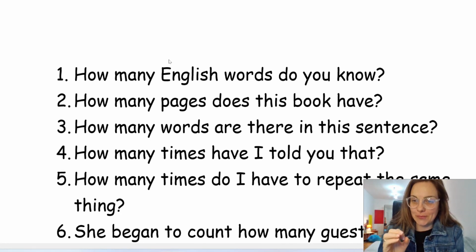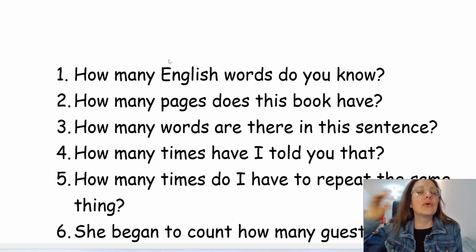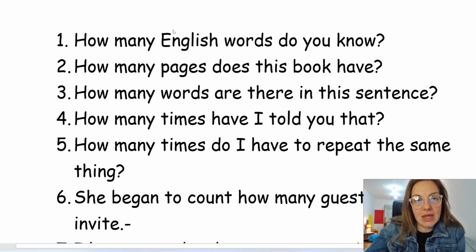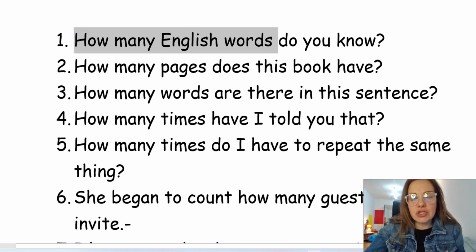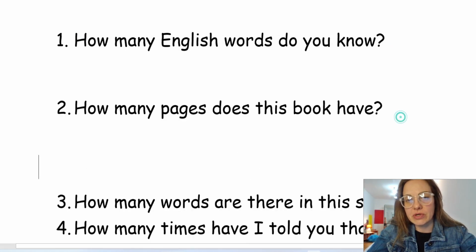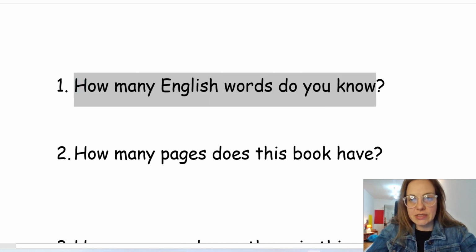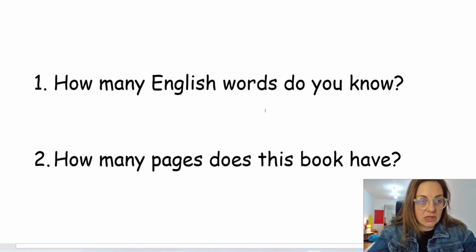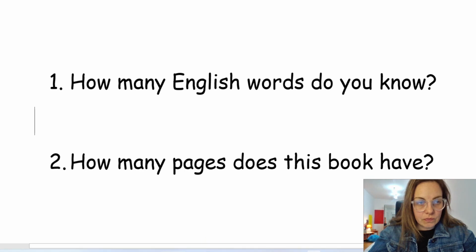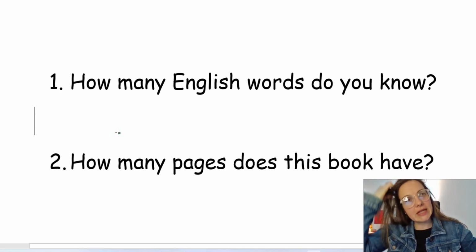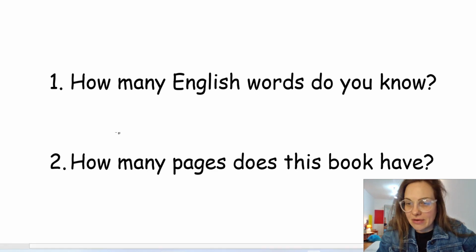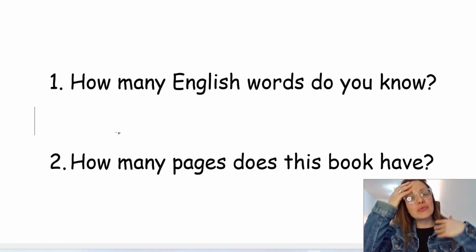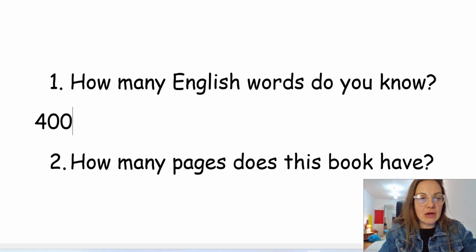How much or how many? That's the question today. So let's start with how many. How many English words do you know? It's a difficult question. If you want to speak English fluently, at an intermediate level, for example, you should know between 3,000 and 4,000 words in English. So let's say, how many English words do you know? I know 4,000 words.